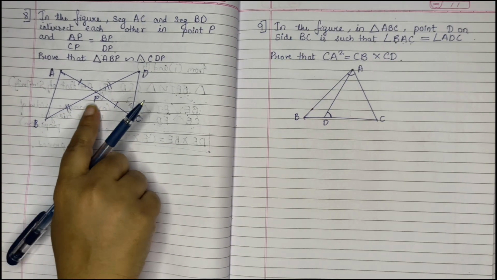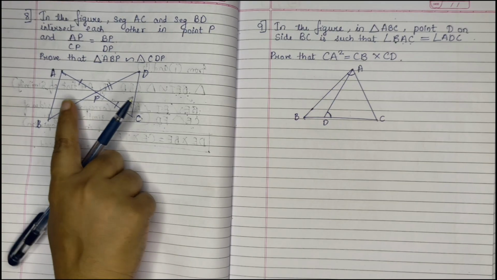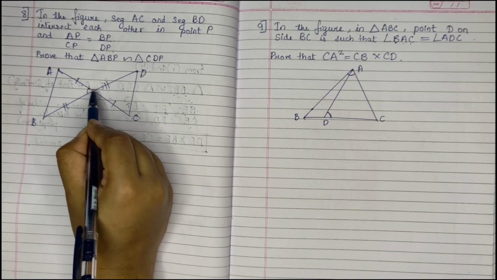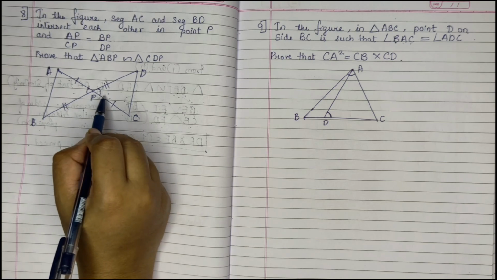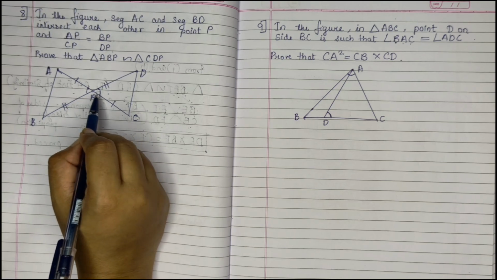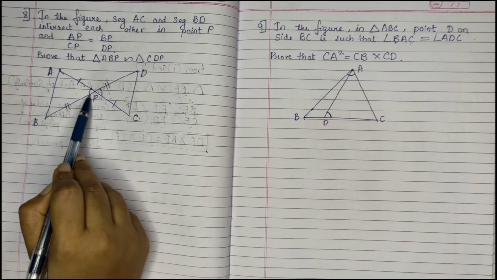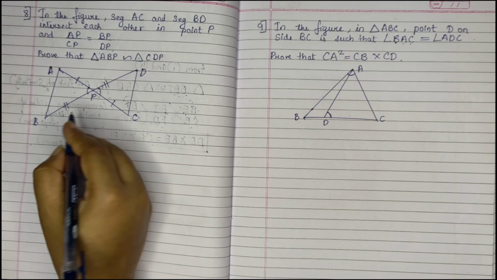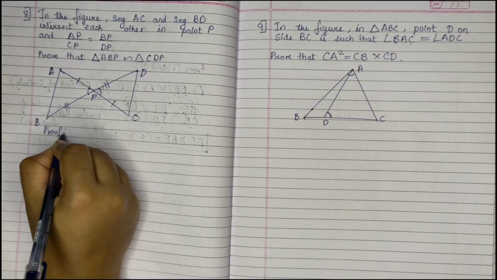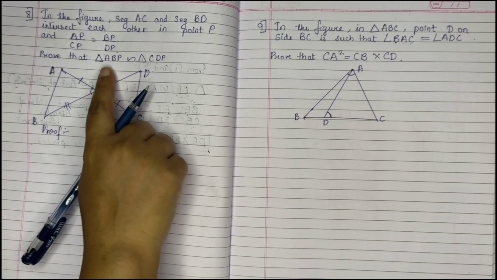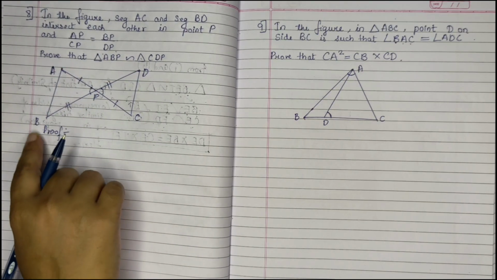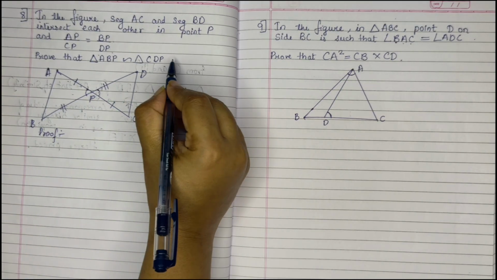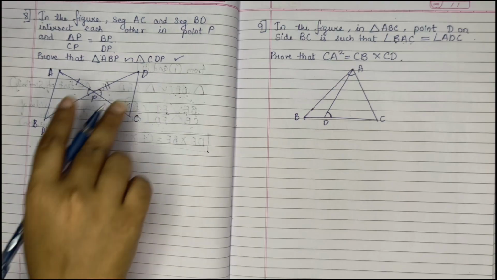Third one is what? P is common for both the triangles, that means they are vertically opposite angles over here. So this one we can take as vertically opposite angles. Okay, and then we can prove that the triangles are similar by SAS test. Understood? So what we will do for the proof, first write the proof. What we have to prove is ABP is similar to CDP. Which two triangles are given over here? We will take those two triangles only.